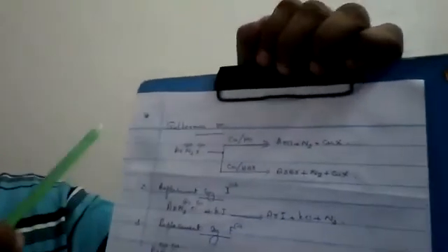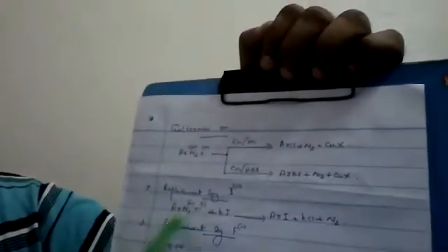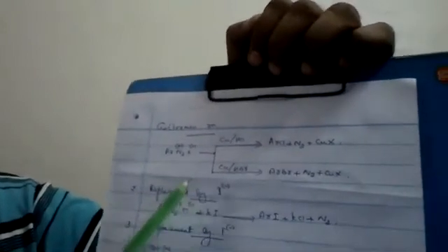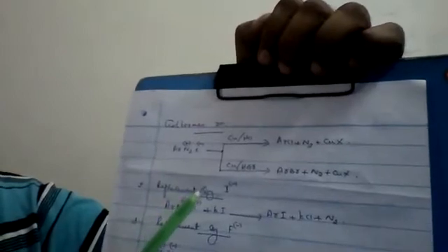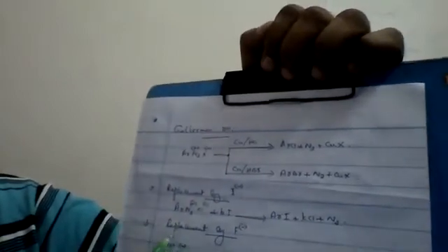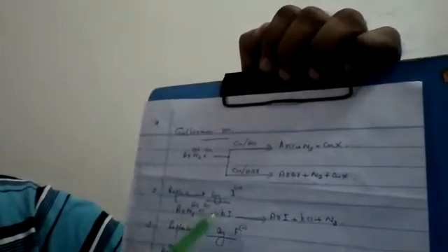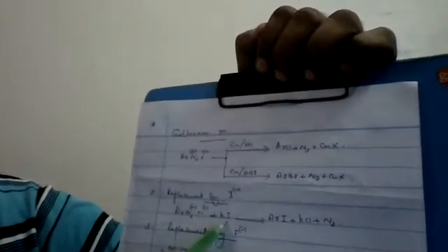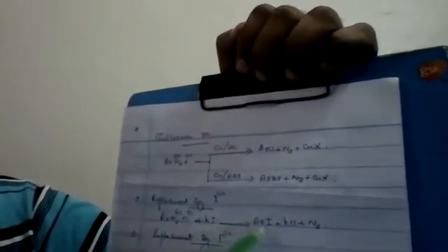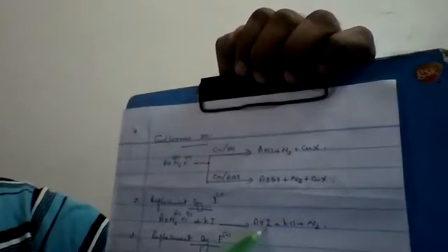Then the replacement by iodide, I minus, iodide ion. Iodine can be easily introduced into the benzene ring when treated with potassium iodide, and we get iodobenzene, ArI, iodobenzene.